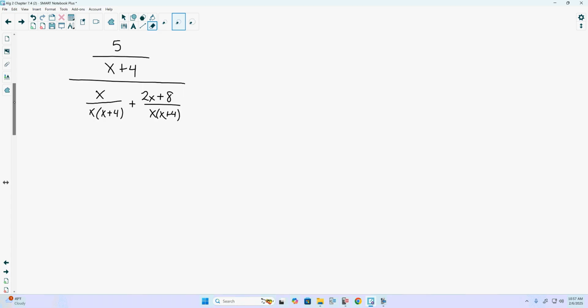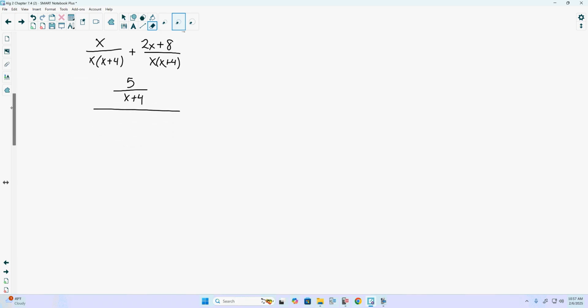Questions on this so far? Now, since the denominators are the same in the denominator of this fraction, we can add the numerators. So we're going to have x plus our 2x plus 8. Now, we can put parentheses around it, but because of the addition, signs aren't going to change. We don't necessarily need them.